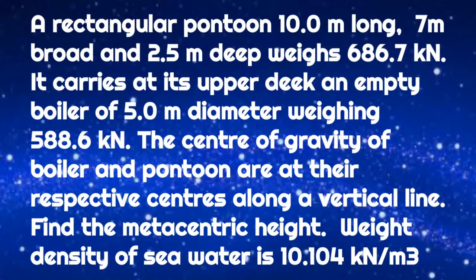A rectangular pontoon 10 meter long, 7 meter broad and 2.5 meter deep weighs 686.7 kilonewton. It carries on its upper deck an empty boiler of 5 meter diameter weighing 588.6 kilonewton. The center of gravity of the boiler and the pontoon are at their respective centers along a vertical line. Find the metacentric height. Weight density of seawater is 10.104 kilonewton per meter cube. So this was the given question.